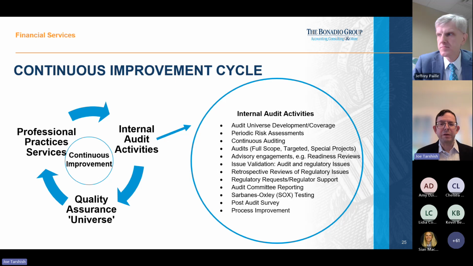And other aspects of the internal audit activities: issue validation. As we go through our audits, there are issues, there are regulatory issues that we face, and audit is tasked with validating whether those are closed. Retrospective reviews: let's say there's a regulatory issue that comes in. Many organizations have a practice and a policy where audit will then look at what happened, what went wrong, looking at the root cause. Could we have had some practice or approach which would have prevented this regulatory issue? Requests from regulators, supporting regulators during their exams, audit committee reporting, Sarbanes-Oxley testing, if that resides within audit, post-audit survey, which is really critical to understand the perception management has of the quality that audit is delivering, and then process improvement that audit is always doing.